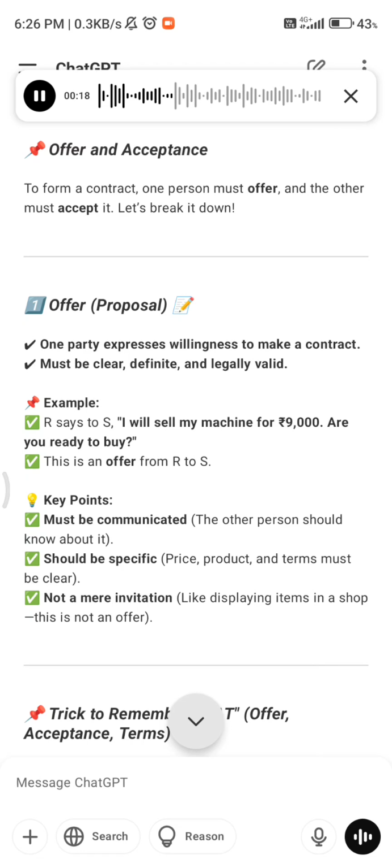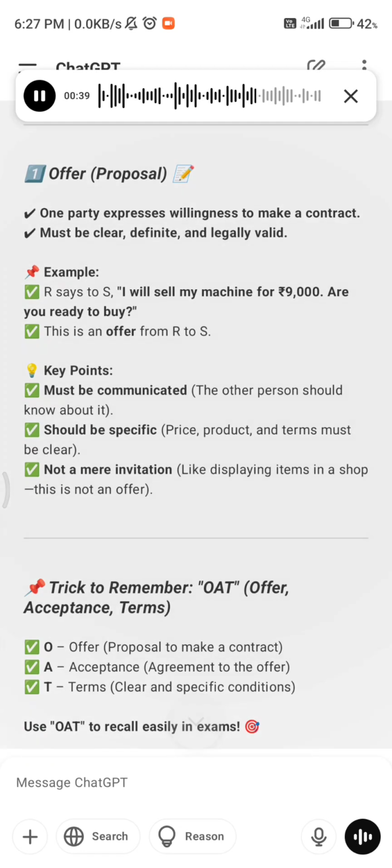Example. R says to S, I will sell my machine for $9,000. Are you ready to buy? This is an offer from R to S. Key points. Must be communicated. The other person should know about it. Should be specific. Price, product, and terms must be clear. Not a mere invitation, like displaying items in a shop. This is not an offer.